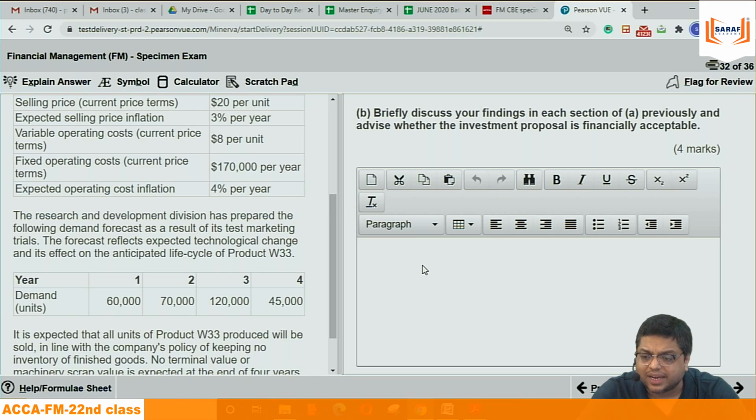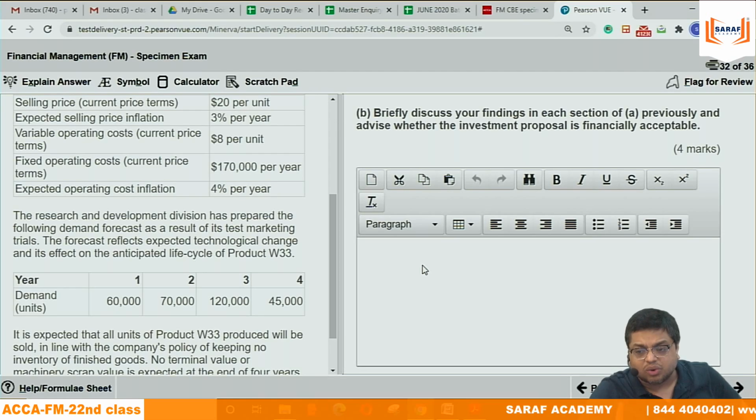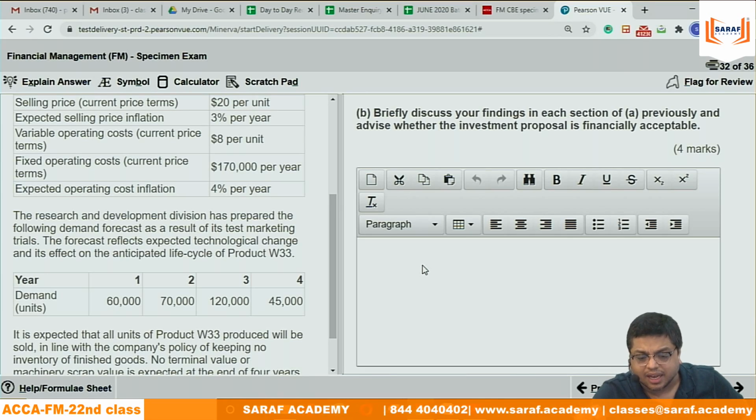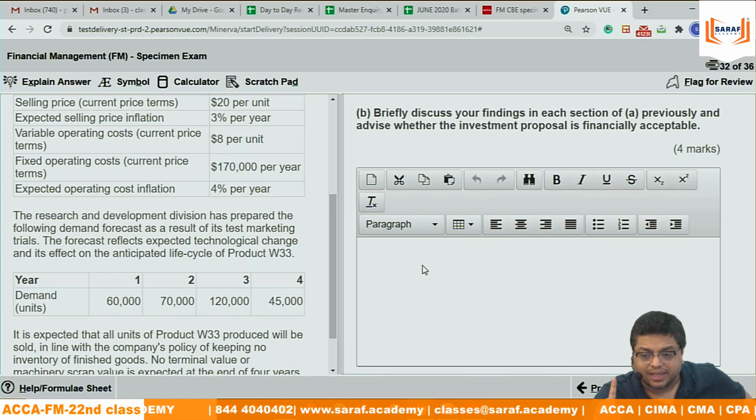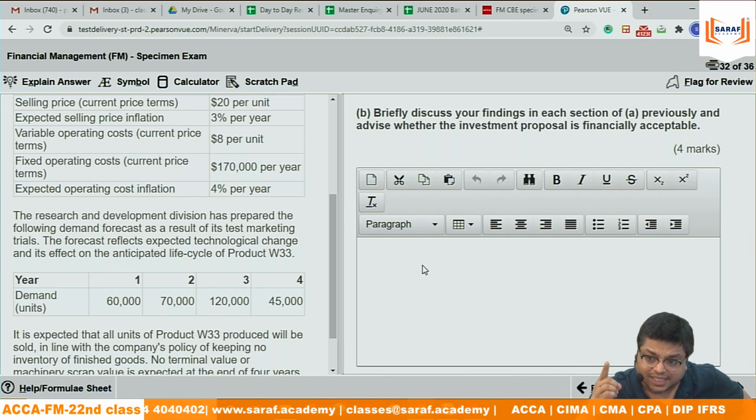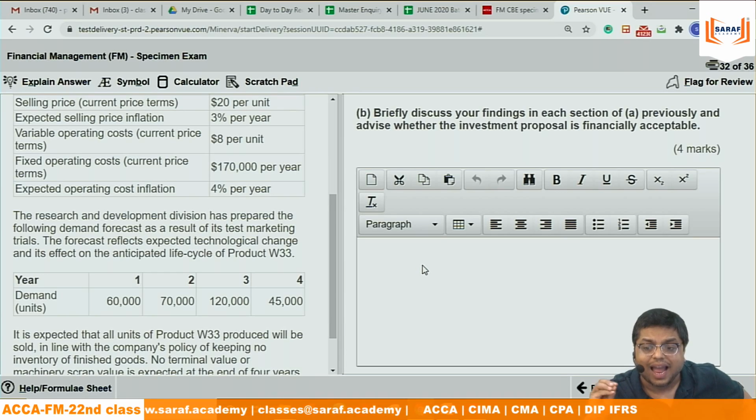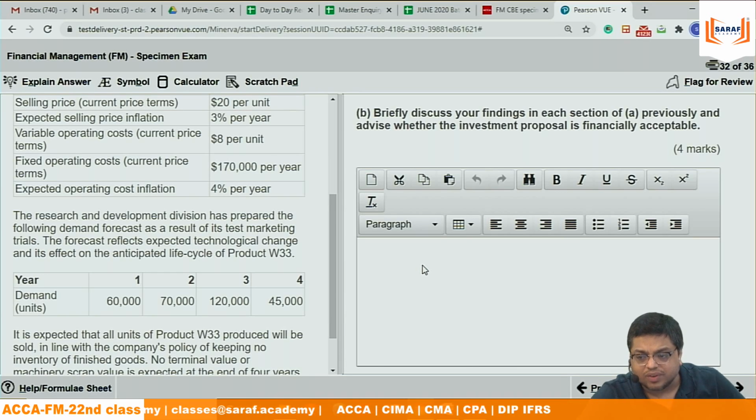Briefly discuss your findings in each section of A previously, and advise whether the investment appraisal proposal is financially acceptable. First section of A was NPV. Second section of A was IRR. Third section of A was return on capital employed. Discuss your findings in each section of A, and advise whether the investment proposal is financially acceptable.